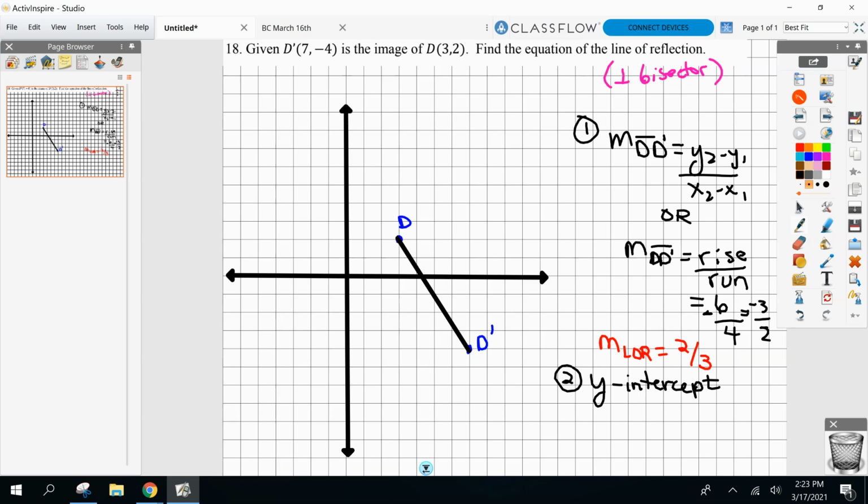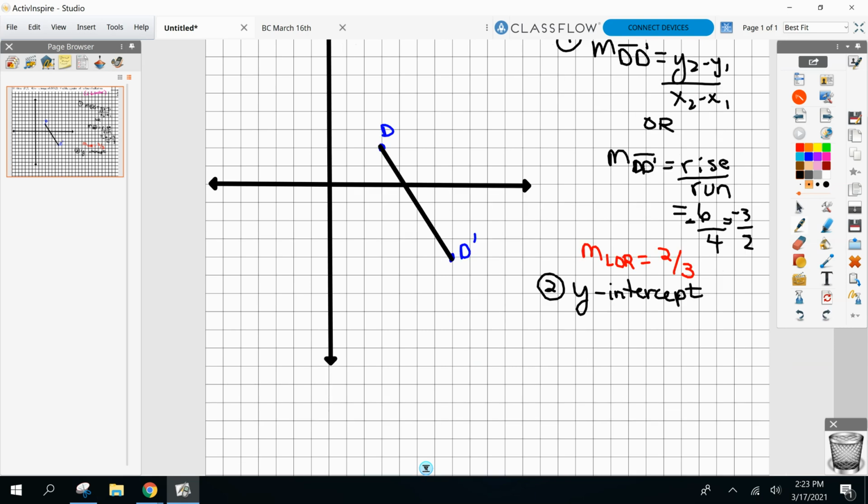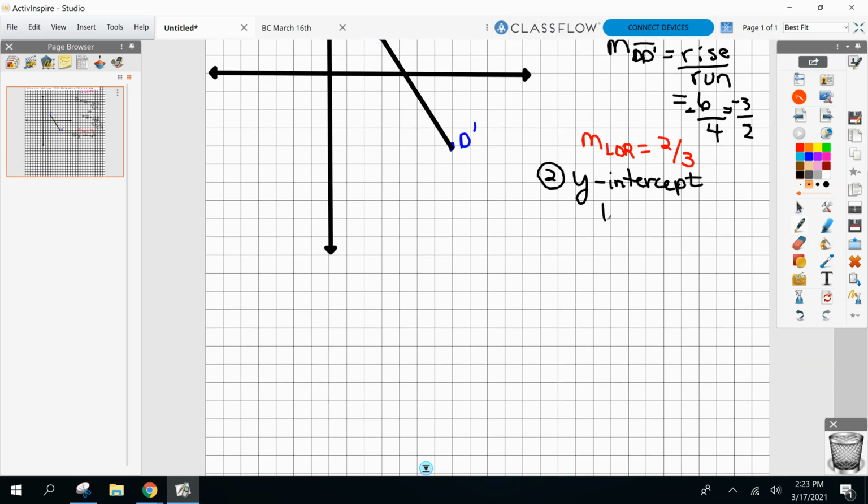So usually, this is the way we've been doing it in class all year. To find the y-intercept, I plug a y coordinate in for y. I plug my slope in for m. I plug in an x coordinate in for x, and I solve for b. Well, the only thing I know right now is the m, 2/3.